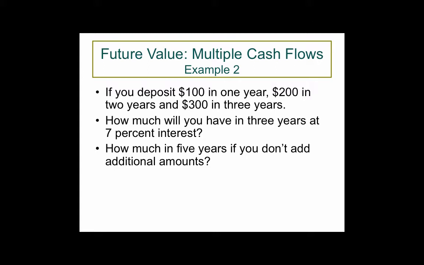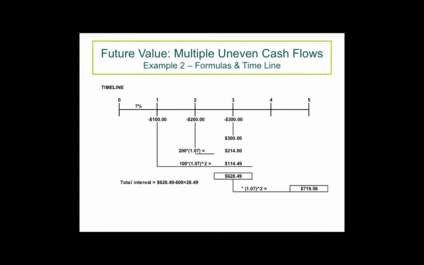This time let's use formulas and a timeline. So what you'll see right here is a timeline that shows how you would use each formula, and then you would sum them up, and in the end you would have that $628.49. Now, if you wanted to figure out the total interest, you could subtract the $600 you received over time from the $628.49, and you'll see you made $28.49 of interest over that period.